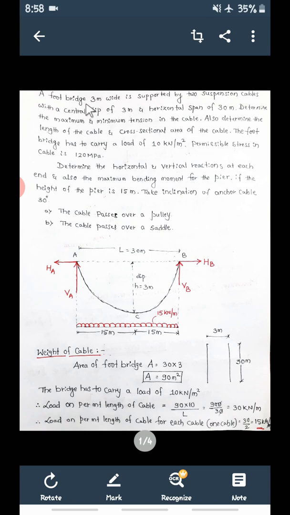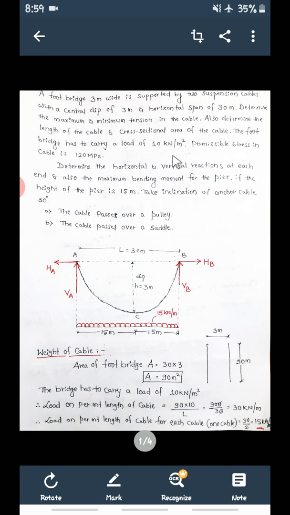A footbridge 3 meter wide, supported by two suspension cables with a central dip of 3 meter and horizontal span of 30 meter. So whatever you are seeing, this 30 meter will be this 30 meter span. So what is the area of this footbridge now? It is 3 into 30. So that is 90 meter square. The footbridge has to carry a load of 10 kilonewton per meter square. Here it is given.